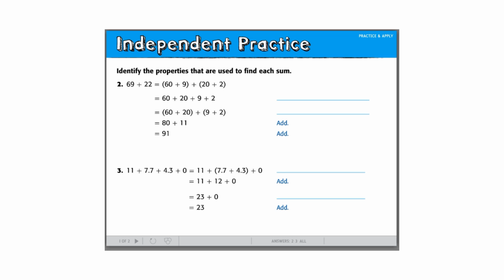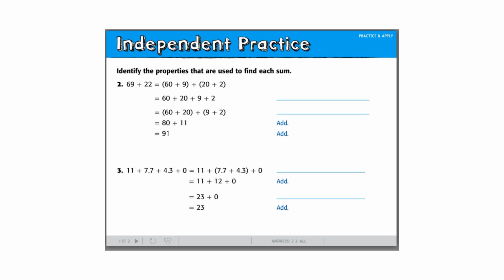All right, so they've actually done all the work for you on these 2 questions, and you have to decide what kinds of properties they have used. So your choices are one of 3 things: commutative, associative, identity. You could use more than one in the problem, or sometimes you only use one, sometimes you use two. It just depends. So the first question is 69 plus 22.